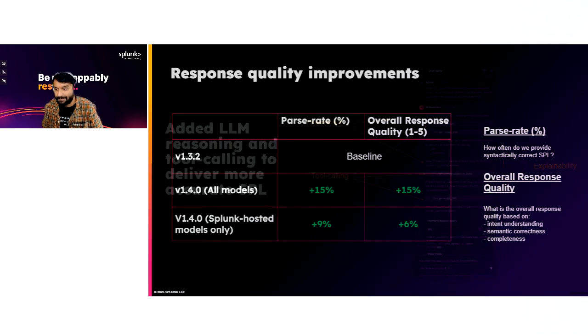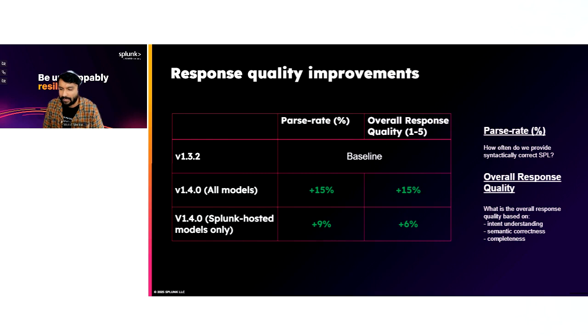So what does it mean in the real world? There are 2 main metrics that we in the Splunk AI team really want to optimize for. And we measure these two metrics continuously, week over week. We're obsessing over these two metrics. It's a large set of metrics, but these are the two main metrics that I want to talk about today. So the first metric is what we call parse rate.